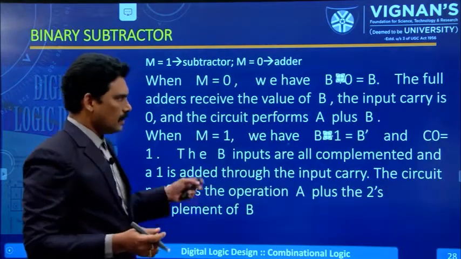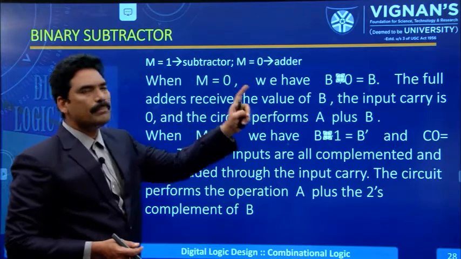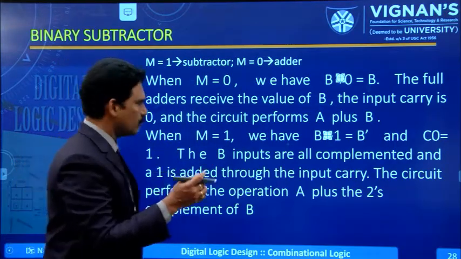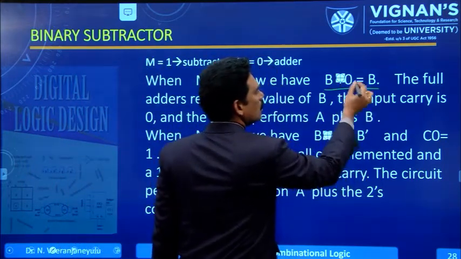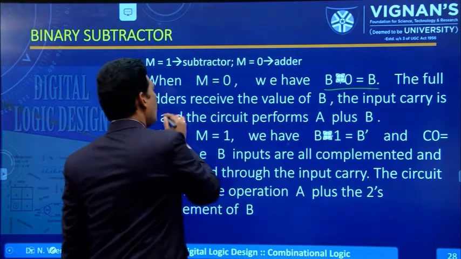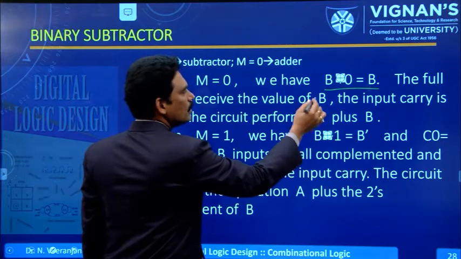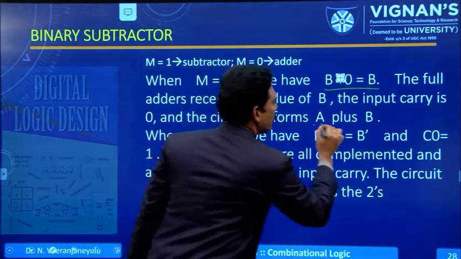Now, see here, when M is equal to 0, we have B exclusive OR 0 is equal to B. The full adders receive the value of B. The input carry is 0, and the circuit performs A plus B.